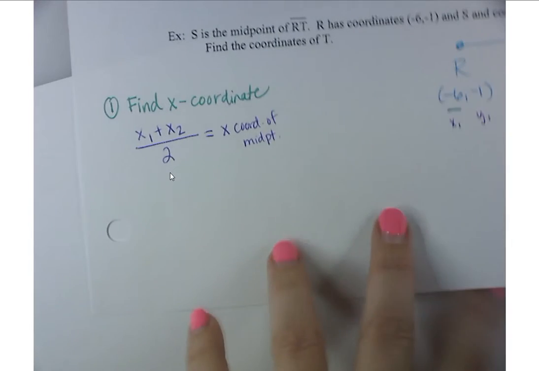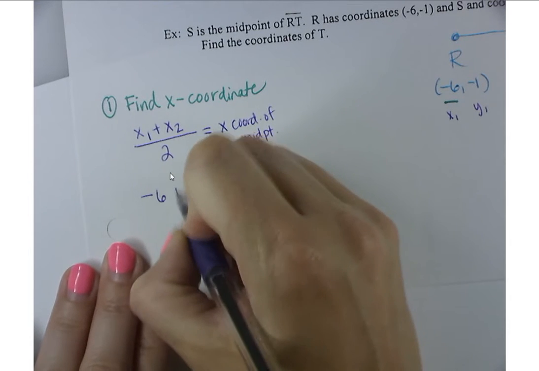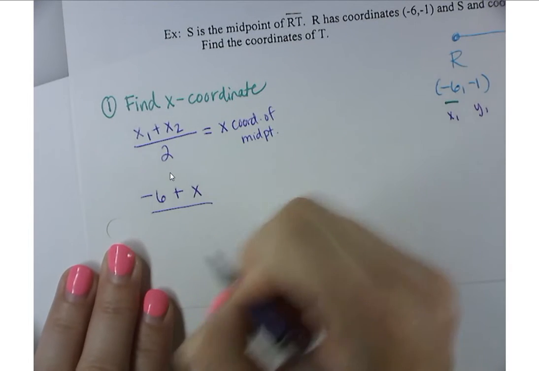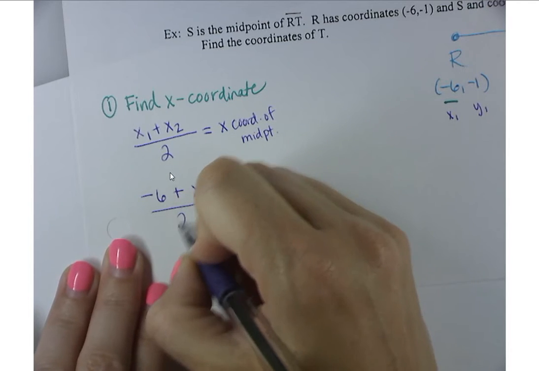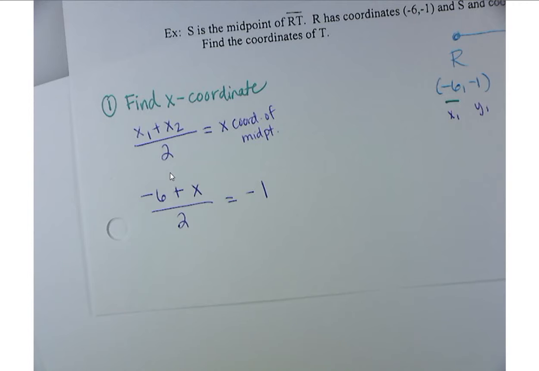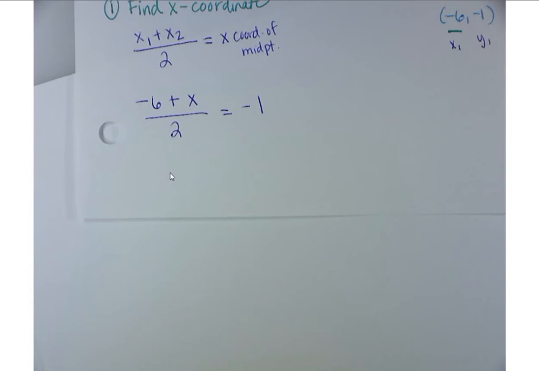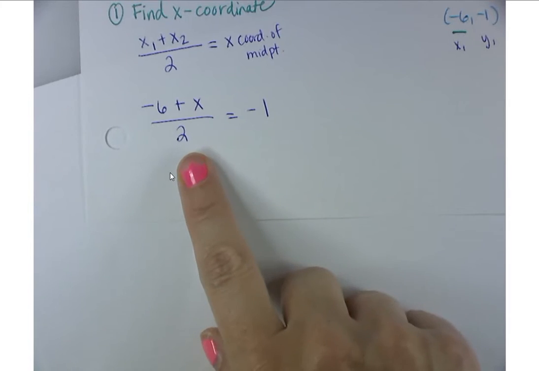So we know that x sub 1 is -6. X sub 2 is x. I divide that by 2. And then the x coordinate of the midpoint is -1. Okay, so I could also solve that. So if I want to solve that for x, see how this is divided by 2?